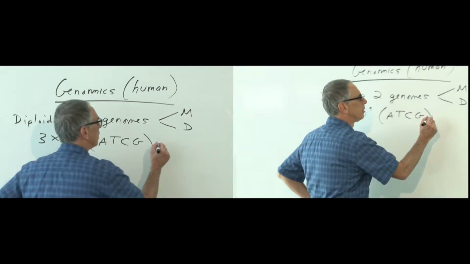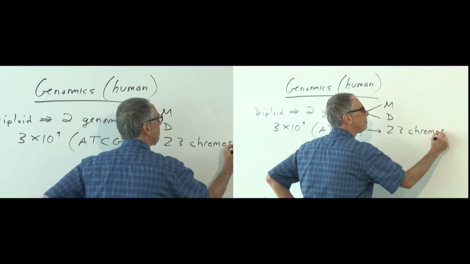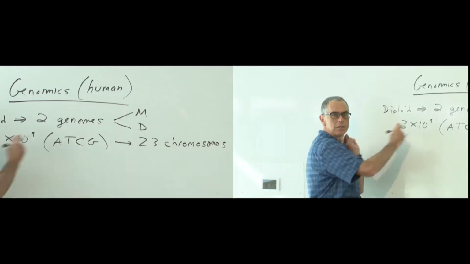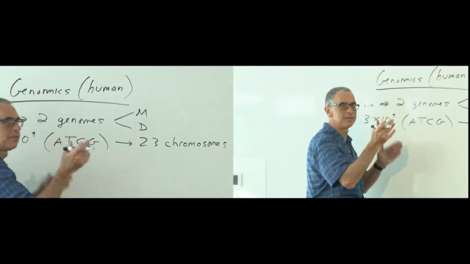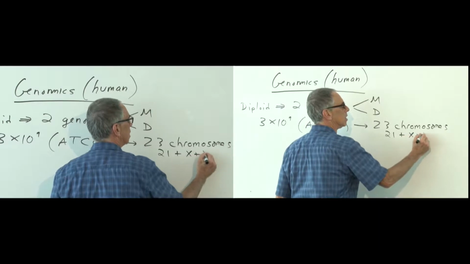It's divided up into 23 chromosomes. It's not very important for our discussions in general. You could think of this as a single 3 billion, but actually it's been divided up into the 21 autosomal chromosomes plus X plus Y.